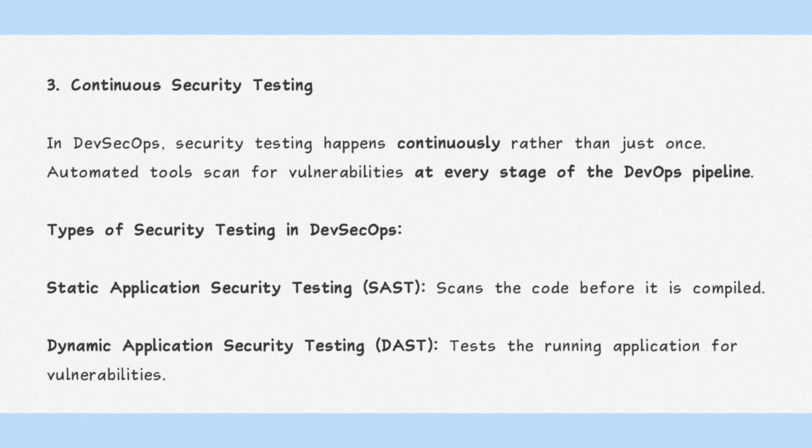3. Continuous security testing. In DevSecOps, security testing happens continuously rather than just once. Automated tools scan for vulnerabilities at every stage of the DevOps pipeline. Types of security testing in DevSecOps: Static Application Security Testing, SAST, scans the code before it is compiled. Dynamic Application Security Testing, DAST, tests the running application for vulnerabilities.